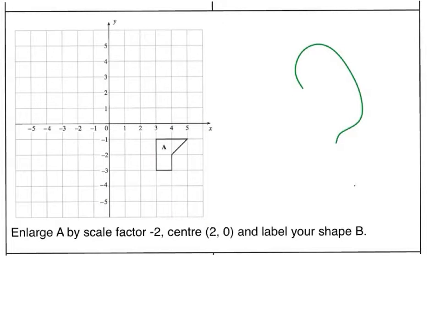Okay, these ones are tricky to do on the iPad, I know that. So either you can copy it out onto squared paper, have a go at it and take a photo, or you can try and do it. I'm going to give it a go, basically.